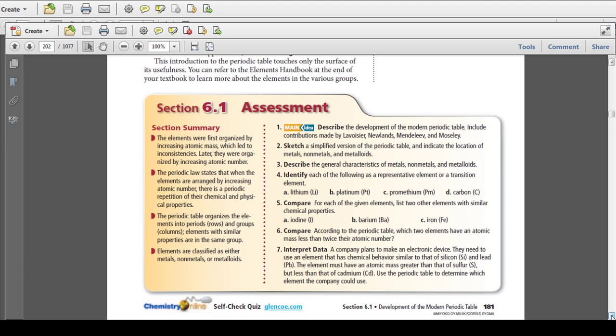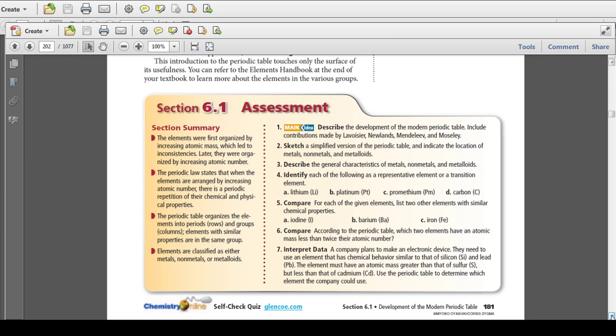A section summary of 6.1. The elements were first organized by increasing atomic mass, which led to inconsistencies. Later, they were organized by increasing atomic number. The periodic law states that when the elements are arranged by increasing atomic number, there is a periodic repetition of their chemical and physical properties.